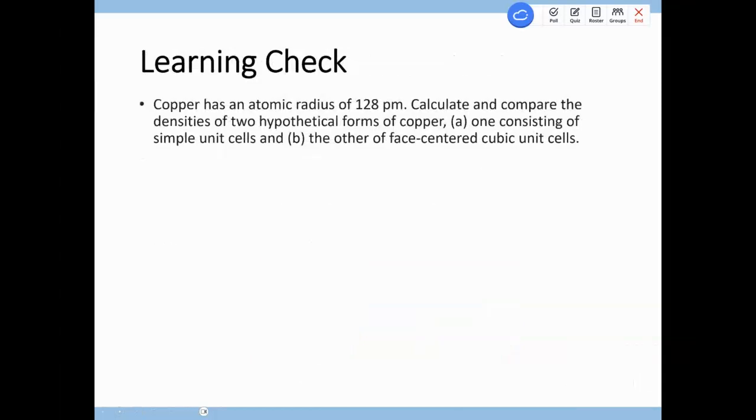So we will do this learning check. We are only going to calculate A, but I'll explain how to do B. I'll just cross it out for now. And that's something we can do in recitation. It's a similar process, but let's focus on A. So we're looking at copper. Copper atoms have an atomic radius of 128 picometers. We are calculating the density of copper consisting of simple unit cells. So the primitive unit cell.